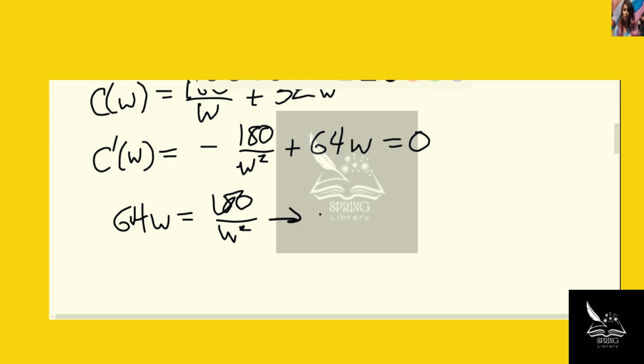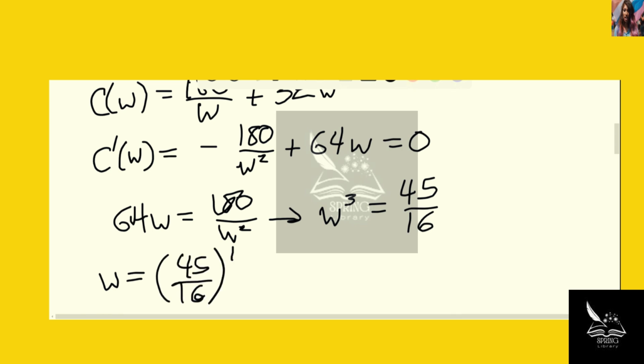Solving for W, we have W cubed equals 45 over 16. And therefore, W is equal to the cube root of 45 over 16, which is approximately 1.412.